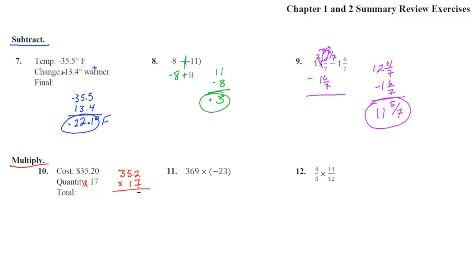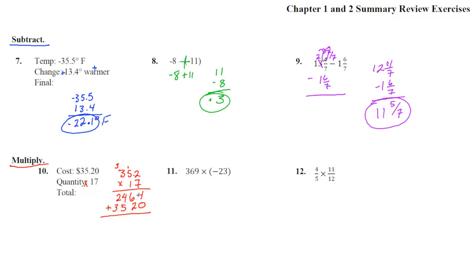7 times 2 is 14. Carry the 1. 7 times 5 is 35. Plus 1 is 36. And 7 times 3 is 21. Plus 3 is a 24. Now we move over to the 1, but we put a 0 there because we're moving over one place. 1 times 2 is 2. 1 times 5 is 5. And 1 times 3 is 3.